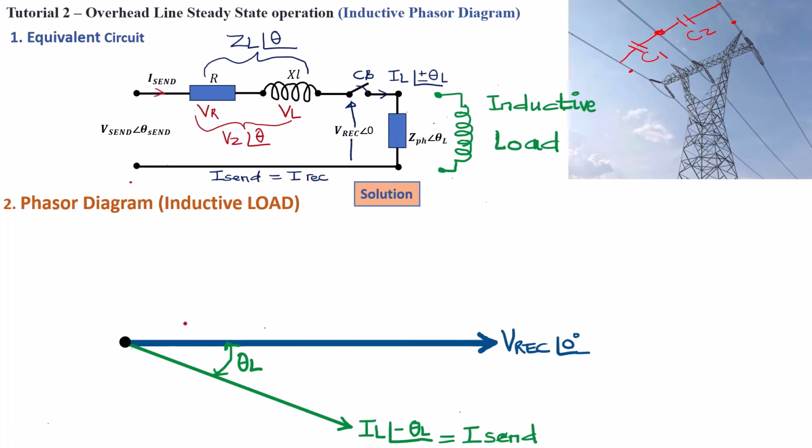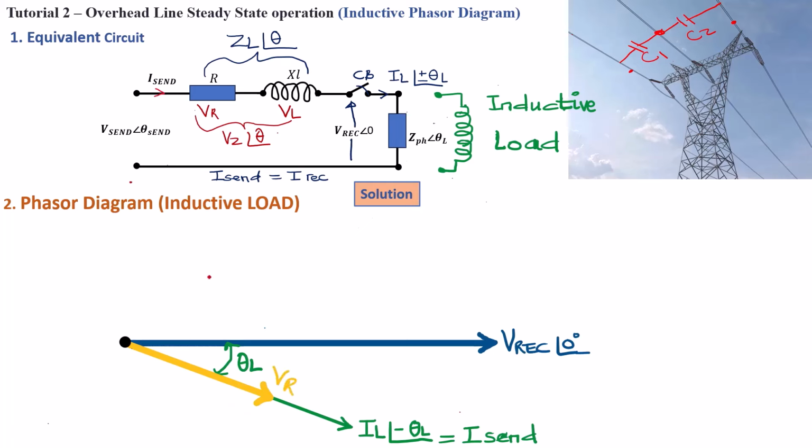Great. Now the next phasor is the voltage drop across the transmission line, or VZ. The same applies with the resistive load here. We know that VR will be in phase with the current. So VR will be in phase with the current. We can then draw our VR phasor just like that.